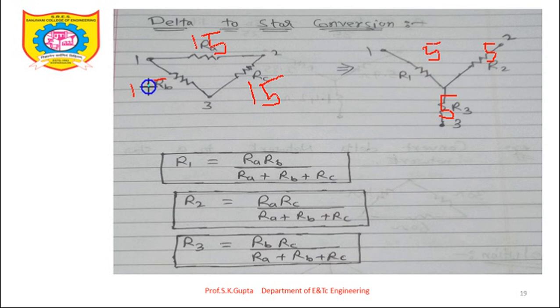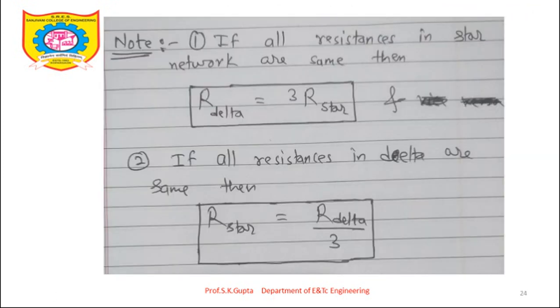Then second note. Let us quickly read it out. The second note is, if all resistances in delta are same, then R star equal to R delta divided by 3. We know that there are 3 resistances in delta network and 3 resistances in star network. If all 3 resistances are of same value, then the resistance of star network will also be of same value, and it is given by R delta divided by 3.